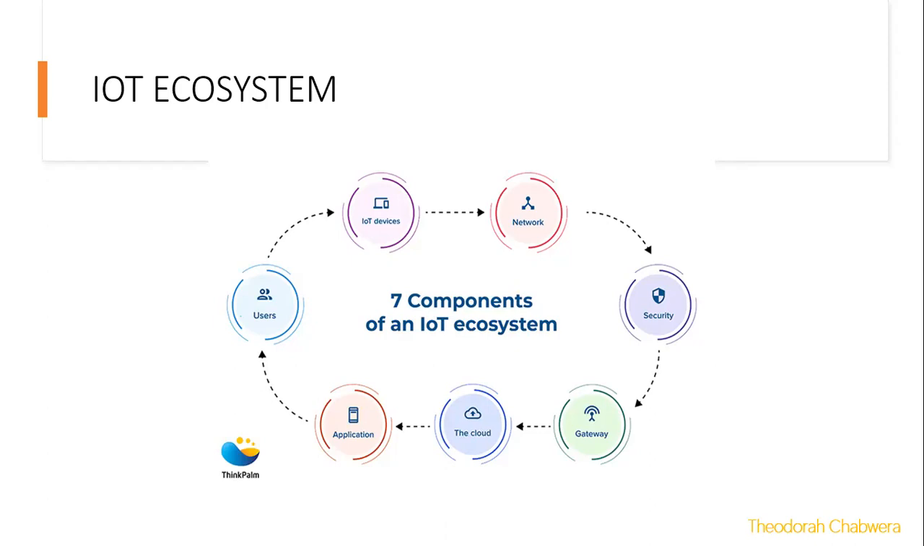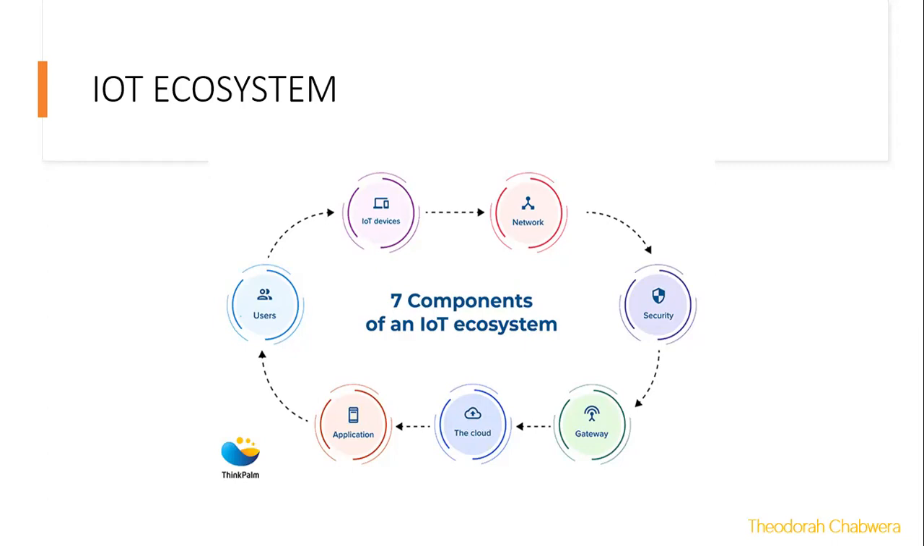Another component that we're going to look at is the network. We can define it as the means by which the IoT devices connect and communicate with each other. This can be achieved through various technologies. We have Wi-Fi, Bluetooth, NFC, near field communication, and cellular networks, such as 2G, 3G, 4G, and the latest one, 5G. All these technologies are used to connect those IoT devices.